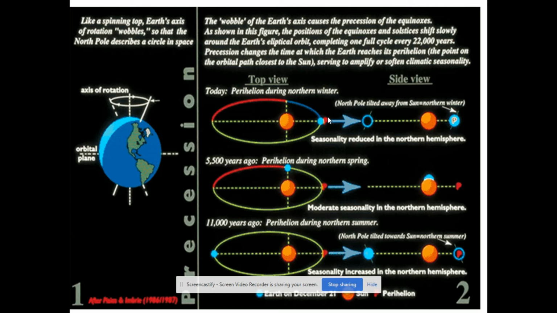When perihelion occurs during the northern summer, right, this is perihelion during the northern winter. Now we get the northern summer. We get seasonality increase in the northern hemisphere, and it's by a considerable amount.